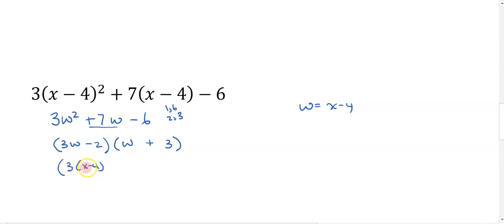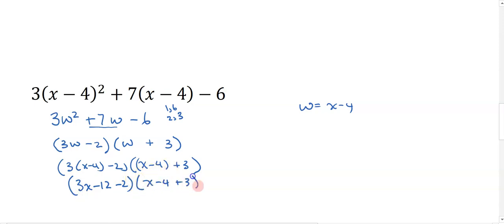But this time the brackets are super important because w is being multiplied by 3. Here, the brackets are not super important, but I'll put them in just to show you that it's the substitution. So now I'm going to use my distributive law, and I'm going to get 3x minus 12 minus 2. And over here, I just have my x minus 4 plus 3. Collecting like terms, I get 3x minus 14. And over here, I get x minus 1.